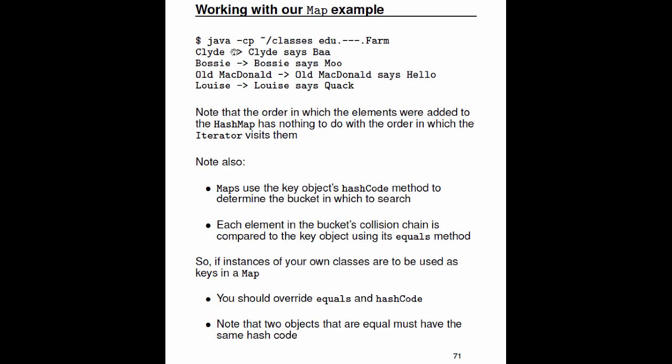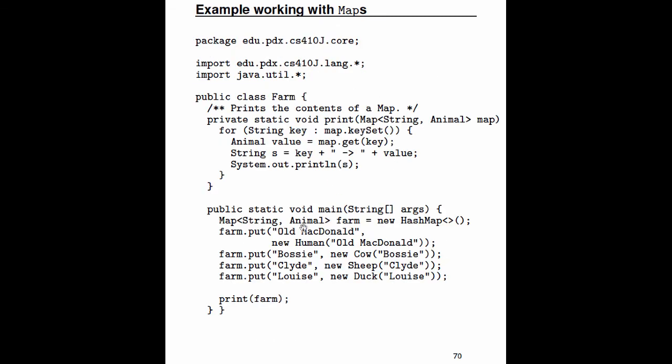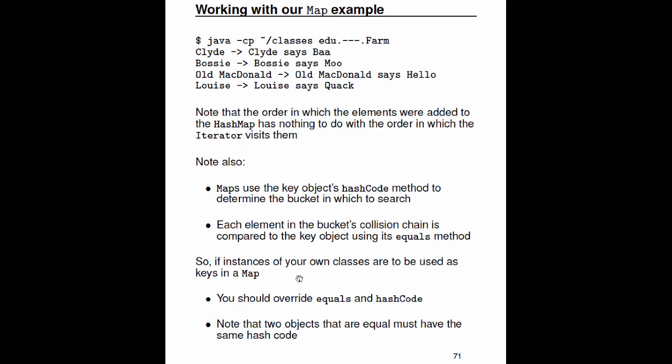Sure enough, when you run this program, you get, Clyde says baa, Bossy says moo, Old MacDonald says hello, and Louise says quack. It's important to note that with the hash map, the order in which the elements were added, Old MacDonald, Bossy, Clyde, Louise, has nothing to do with the order in which they come out. Right? The hash map just implements the map interface and doesn't make any guarantees about the order in which the key value pairs are stored in the map. And the iterator doesn't make any guarantees about the order in which they're visited. So it's completely up to them.